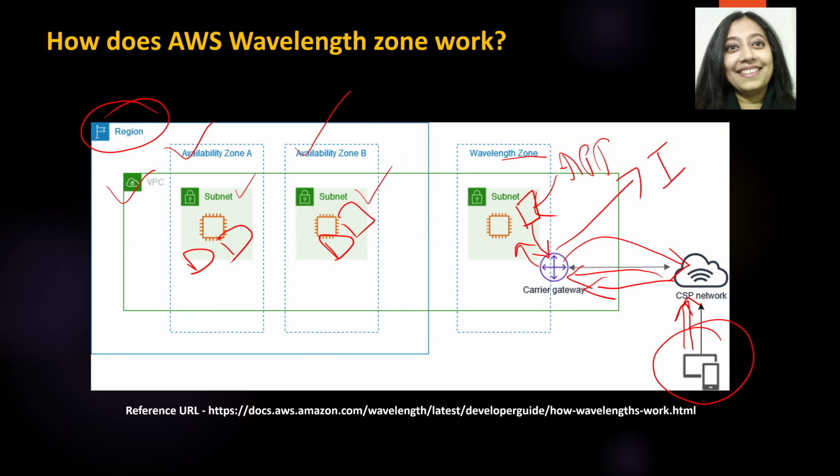So the inbound communication essentially can only come via your CSP network. The internet cannot directly communicate via the carrier gateway with your Wavelength Zone. It can only come via the CSP network. But the outbound can go either directly to the internet or to your CSP network. So hopefully this is clear.